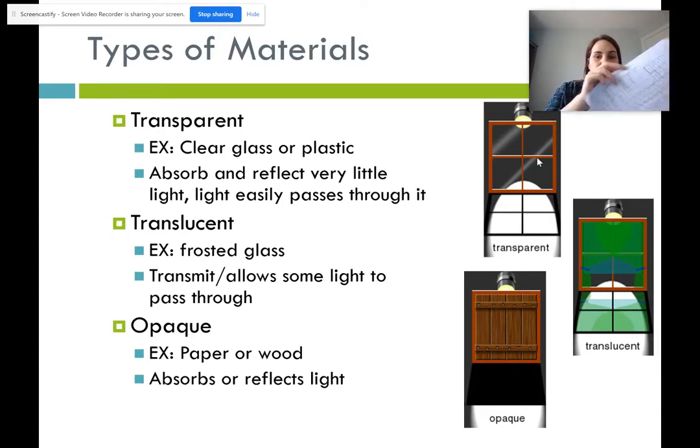So again, it's absorbing very little light and allowing a lot of light to move through it, which is why we can see objects on the other side of it, because the light's bouncing off those objects that we're seeing past it instead of the object itself. So anything that you can see through very easily, like a clear window or a clear piece of plastic, would be considered transparent. Translucent would be more like frosted glass, or like sheer materials.